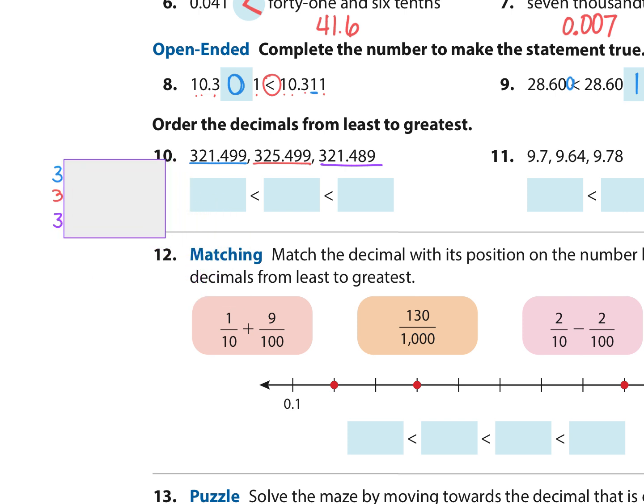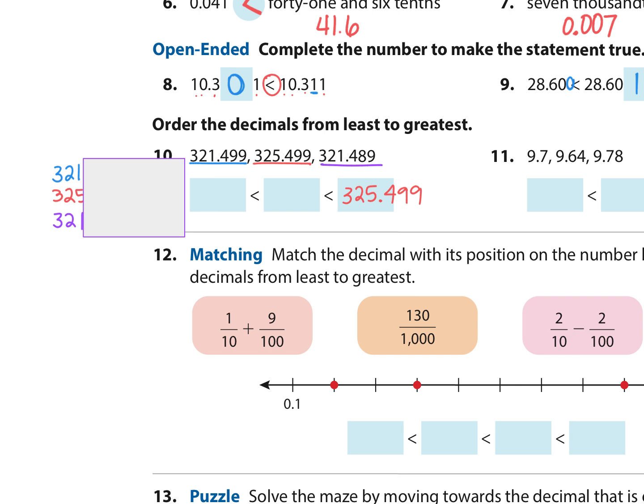Okay, so starting with my largest place. Can I tell which number is the biggest from the largest place? No. What about the next? No. What about the next? Yes. Okay, so I know which one is definitely not the least. My middle number is going to be listed where? I'm ordering them least to greatest, so at the end, good. So I can go ahead and copy that middle number down at the very end because it is the biggest number, and I can already tell that just by the ones place. So I'm going to copy down 325.499. It's the largest number.